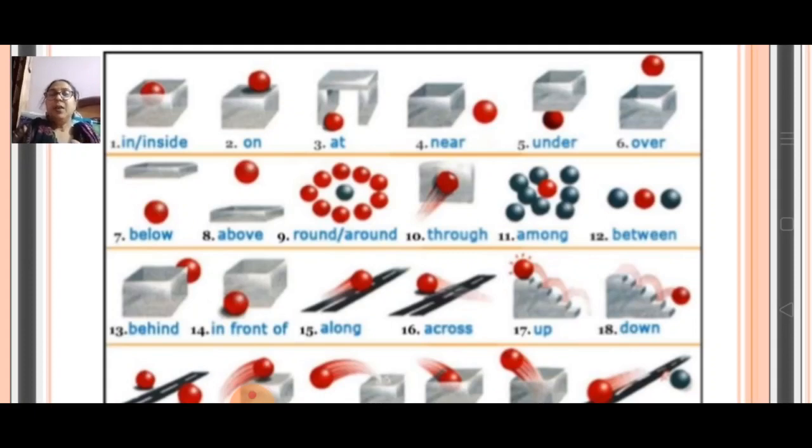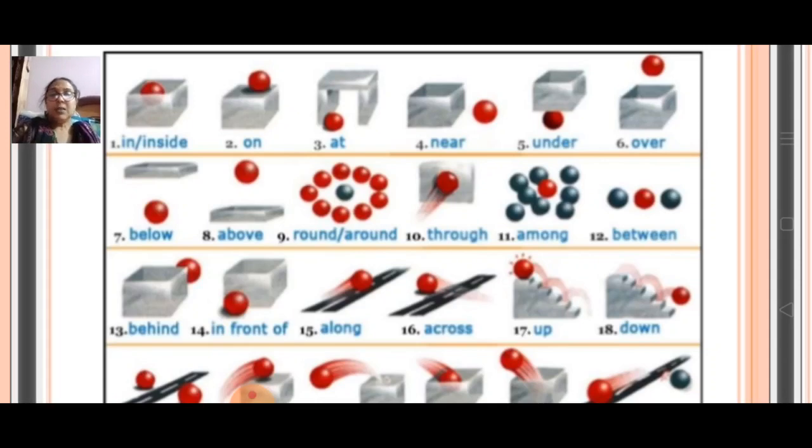Now if we are going to see among, it is one thing which is in a group. So that time we can write among. If your thing is in between the two objects, then you can say in between. Now behind. Behind means it is back of that particular object. In front, if you can see, the ball is in front of the box. Along means it goes through and through.